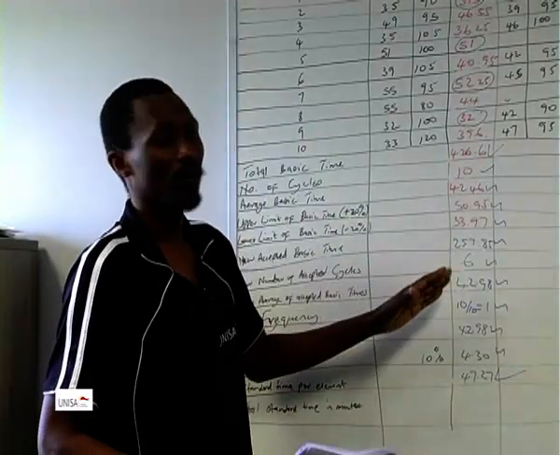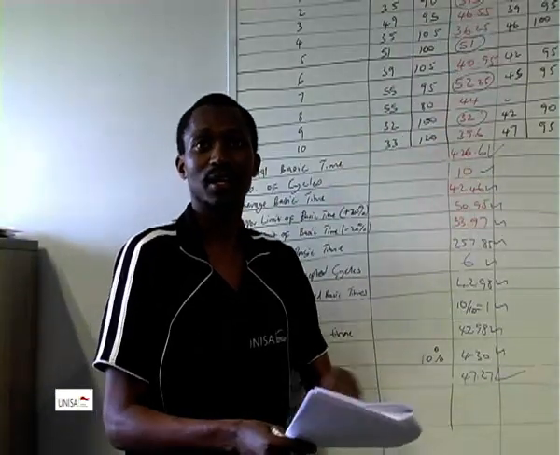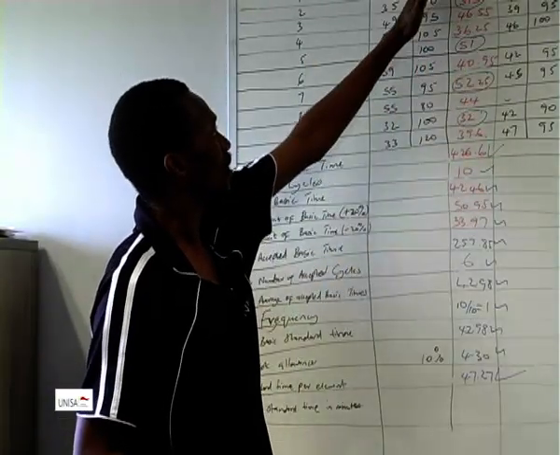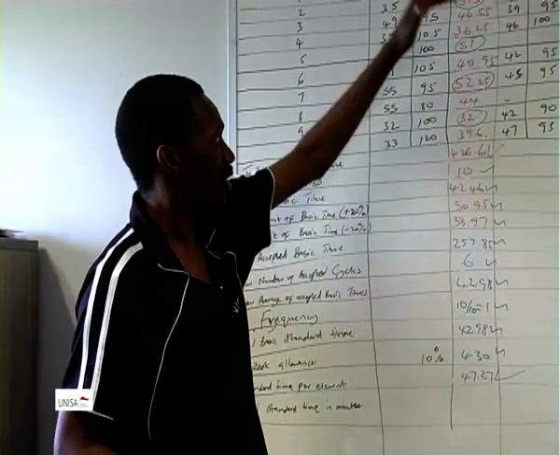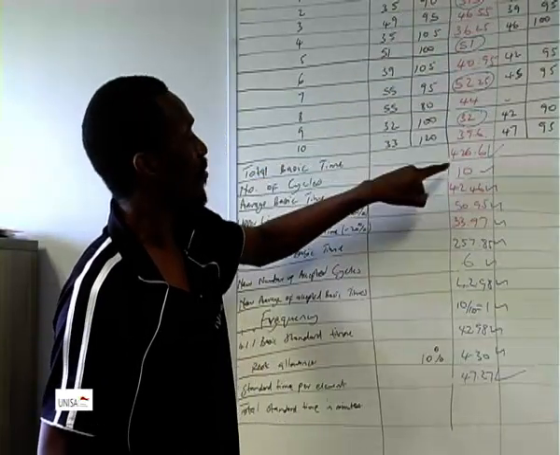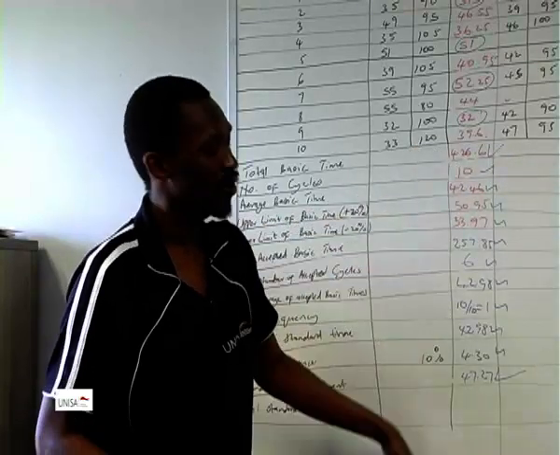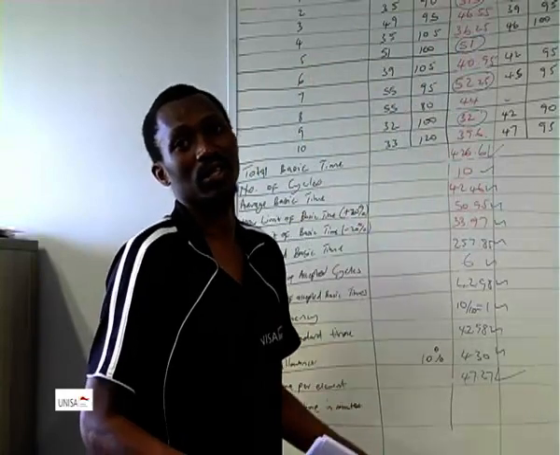Double check your values, because you might make an error on your calculator. So double check your values, especially when you're calculating the basic times, because that is where it's critical. Because if you get your total basic time wrong, then everything from here is wrong. So make sure that your basic times are correct.